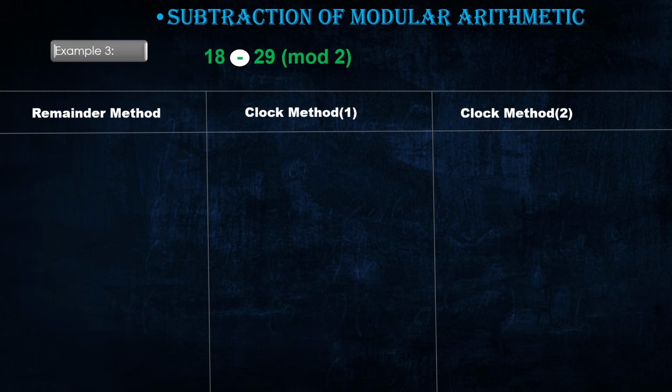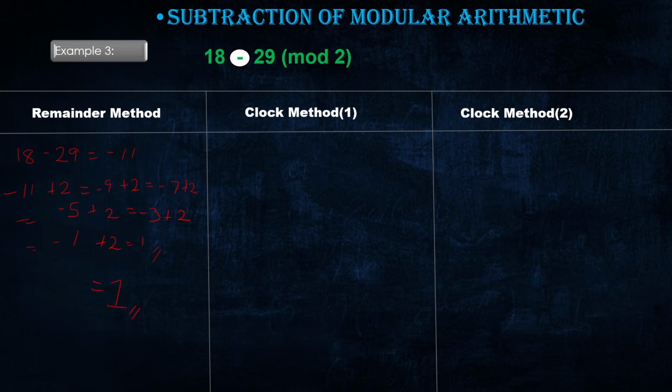Example 3. 18 modular subtraction 29 mode 2. So we're going to have 18 minus 29, which is equal to minus 11. As I said, keep on adding the modulus to the number till you get a positive integer. So we're going to have minus 11 plus 2, which is equal to minus 9, plus 2 equals minus 7, plus 2 is going to be equal to minus 5, plus another 2, minus 3, plus 2, we have minus 1, plus 2, we have 1. So our answer is equal to 1.